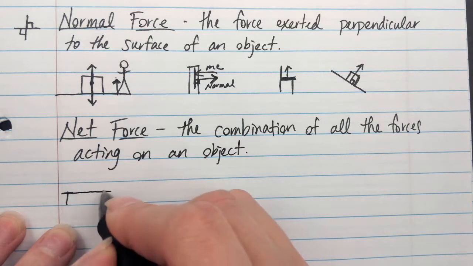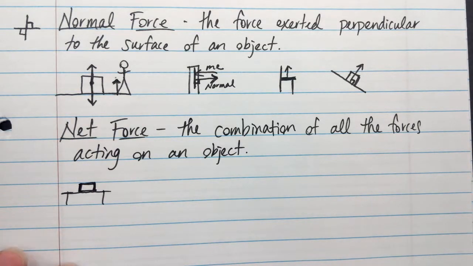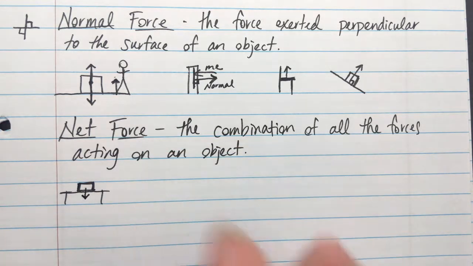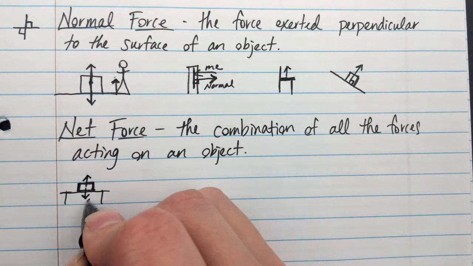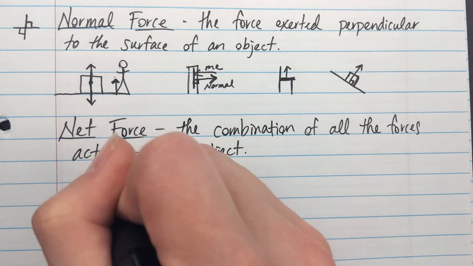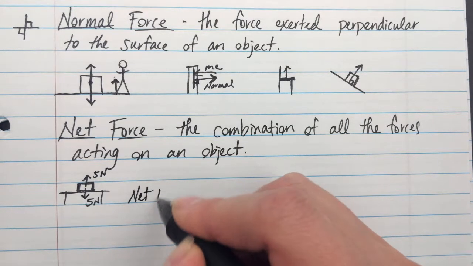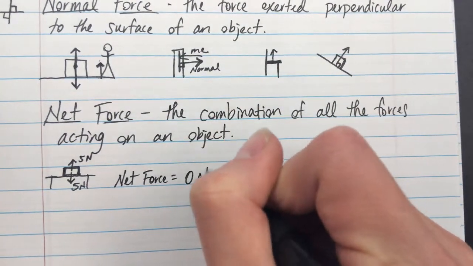Let's draw your table with the book. Gravity's pulling the book down. True? And the table is pushing the book up. We're going to say gravity's pulling with 5 newtons and the table's pushing with 5 newtons. They are tied. Very good. So what is the net force on it? 0 newtons.